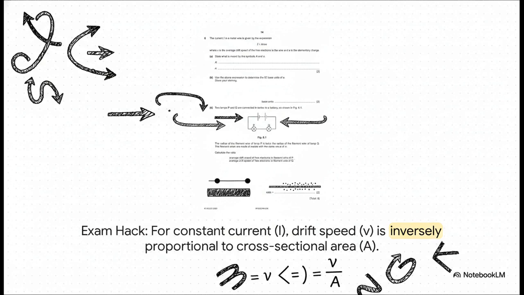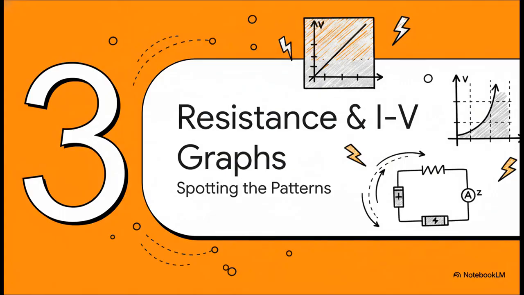Think about it. If you make the wire thinner, the electrons have to speed up to get the same amount of charge through per second. That's the logic that solves these ratio problems in a heartbeat. Okay, now let's see how this all builds into the concept of resistance. See, resistance isn't just a number, it's a behavior. And in your exam, you absolutely need to know the characteristic patterns, the I-V graphs, like the back of your hand. They're like the signature of each component.